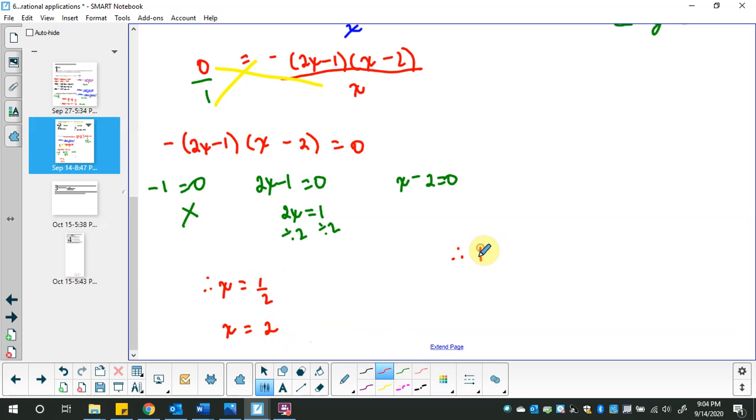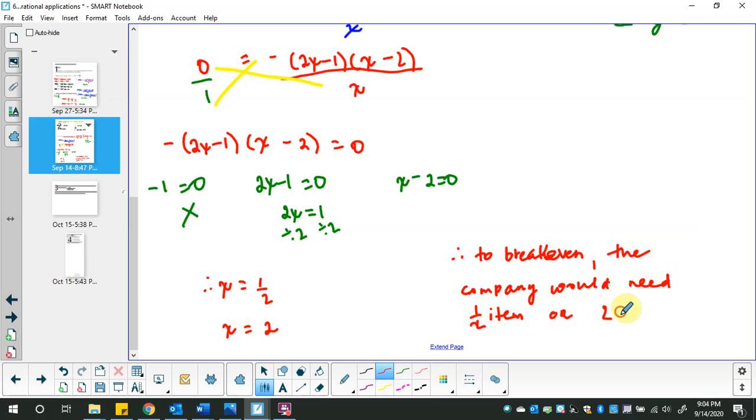So to break even, to make no money, and to lose no money, the company would need half an item or 2 items.